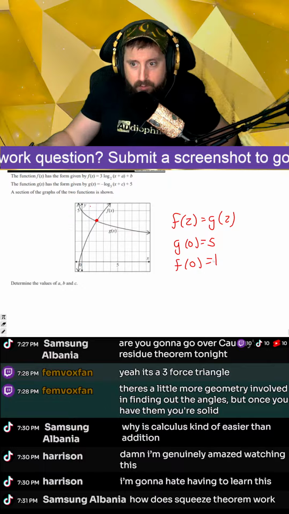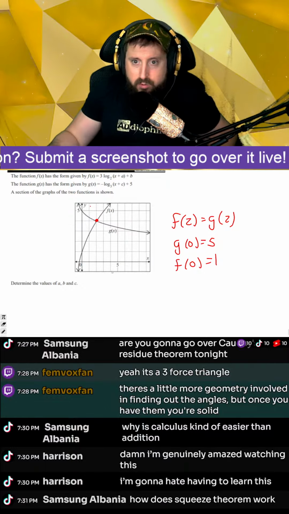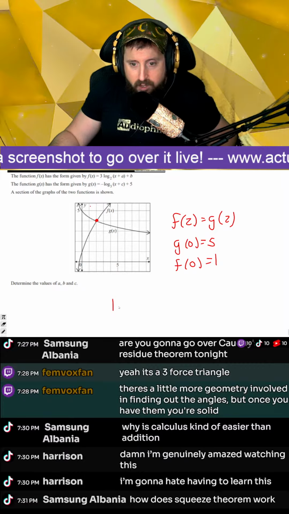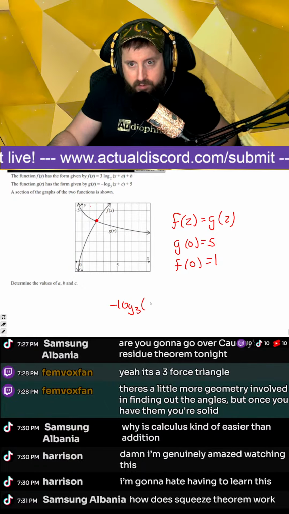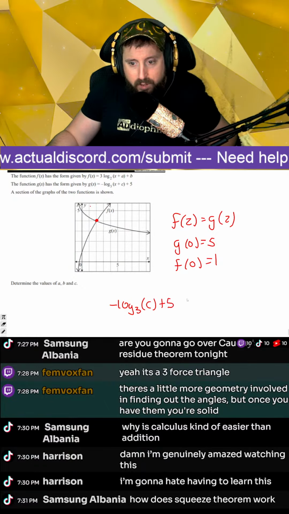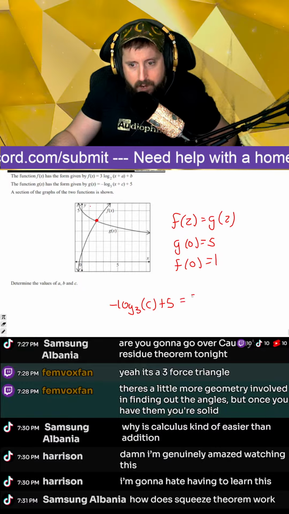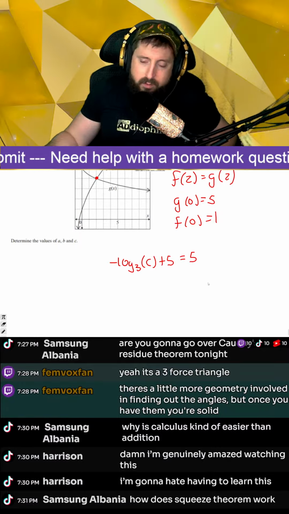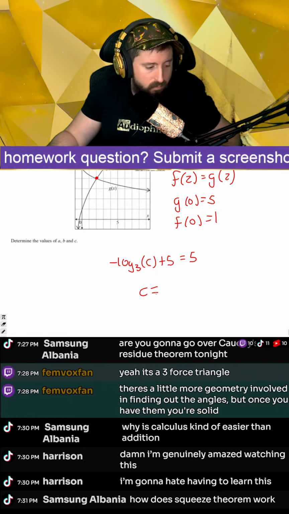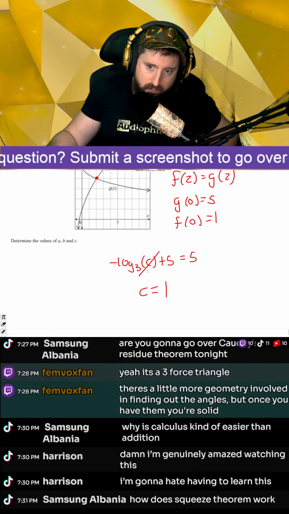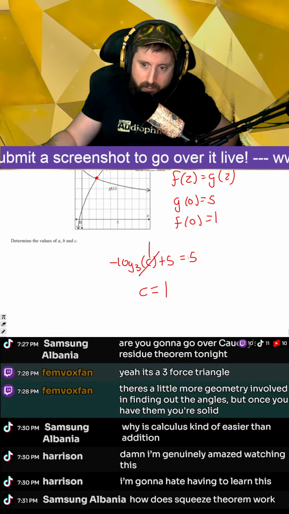I think those are some cool things, right? So let's try to see if that helps us. So G of 0 tells me negative log base 3 of C plus 5 is equal to 5. Cool. So based on that, I know that C must be equal to 1, right? Because log of 1 is 0, and then that would get me 5 equals 5. Cool.